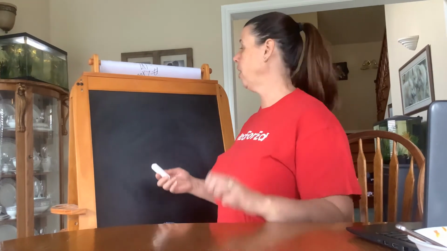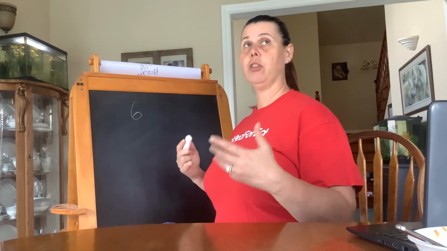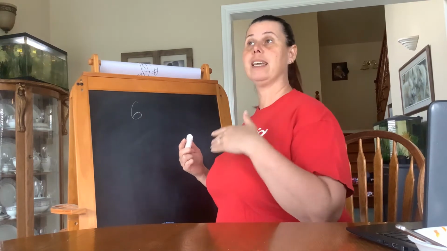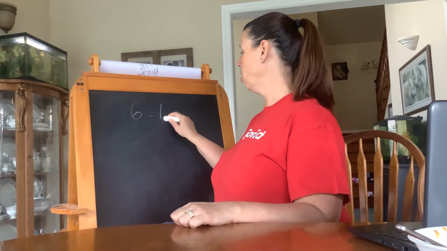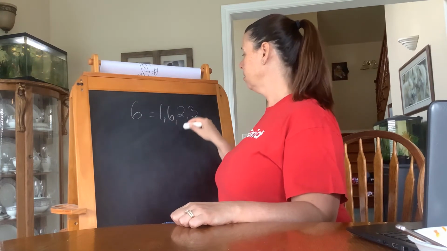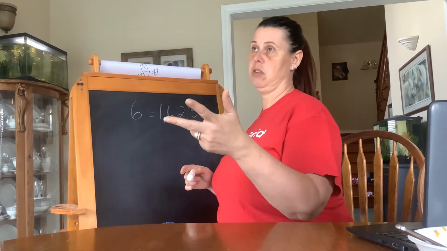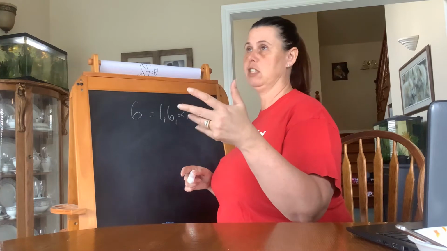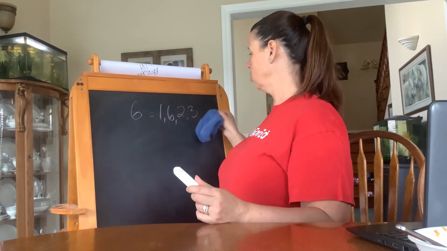Number 3, we're going back to factors. What are factors? What are the factors of 6? So I'm looking for all the numbers that can multiply evenly to make 6. So the factors of 6 are 1 and 6, 2 and 3. So if I go, 1 goes into it, 2 goes into it, 3 goes into it, 4 does not, 5 does not, 6 does. So those are all my factors: 1, 6, 2, and 3.